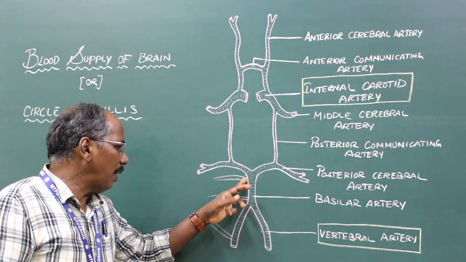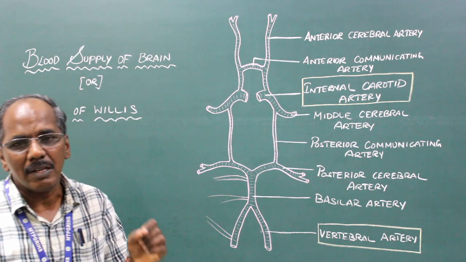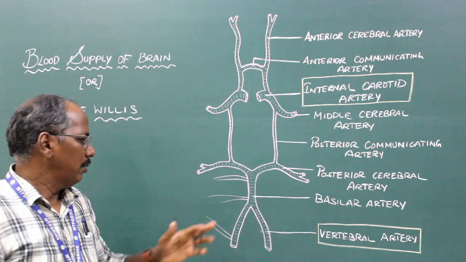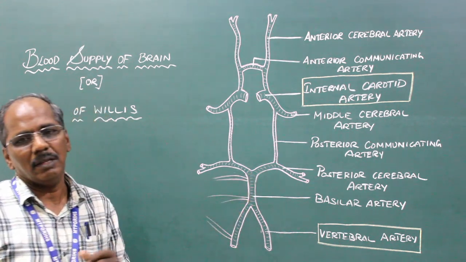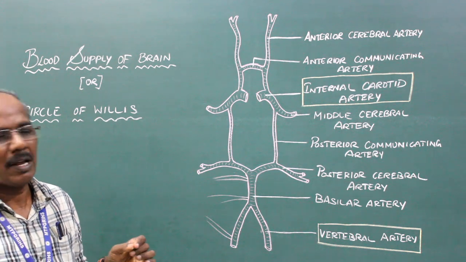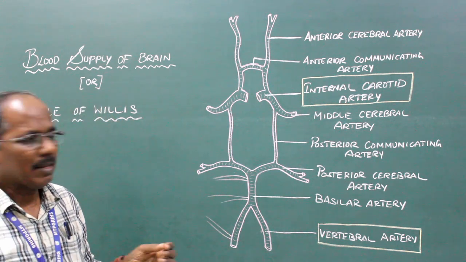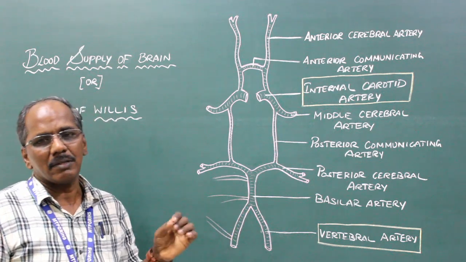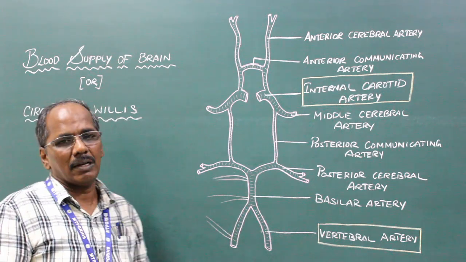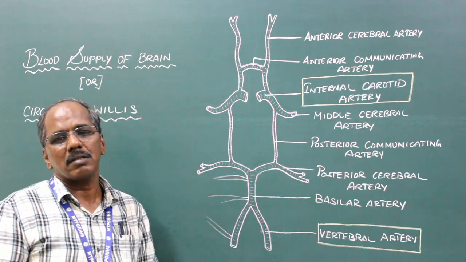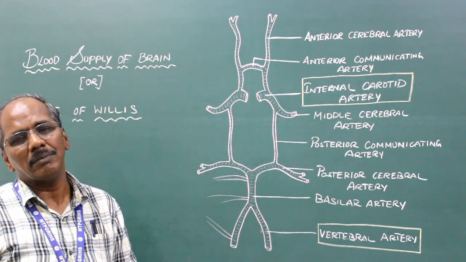The superior cerebellar artery and the anterior inferior cerebellar arteries are the branches from the basilar artery, that is, they arise from the basilar artery, whereas the posterior inferior cerebellar artery arises from the vertebral artery, that is, it's a branch of the vertebral artery. These three branches supply the cerebellum.